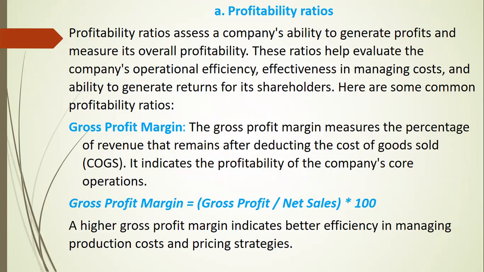So the common examples will be the gross profit margin, isn't it? And the gross profit margin is just the gross profit over net sales times 100, isn't it? Then a higher gross profit margin indicates better efficiency in managing production cost and pricing strategies, isn't it? So remember, from net sales, we always go to cost of sales, then the gross profit, isn't it? So if our gross profit is high, it means we are managing our production cost, our cost of sales, and we are having good pricing strategies, isn't it?